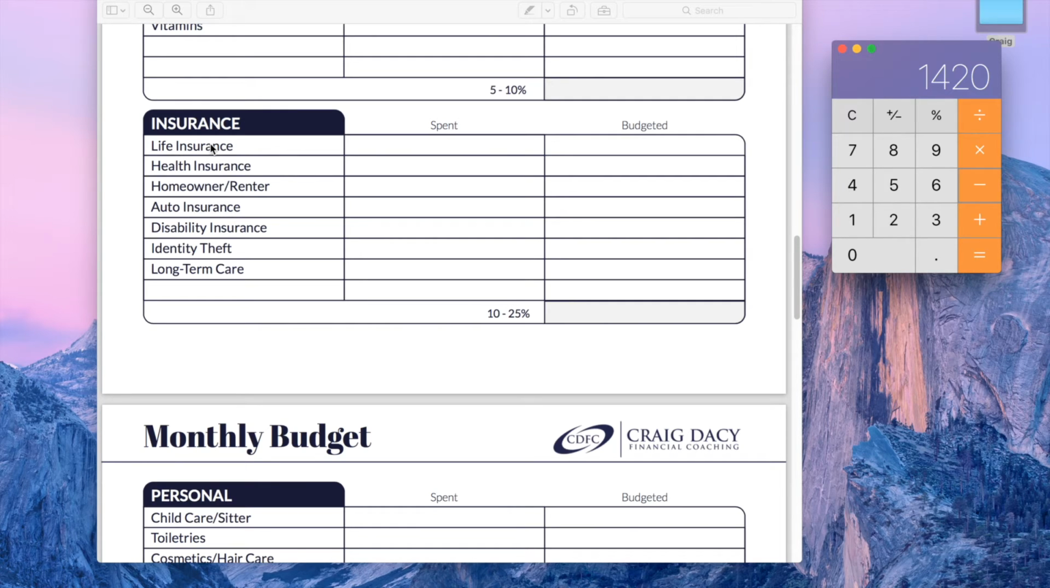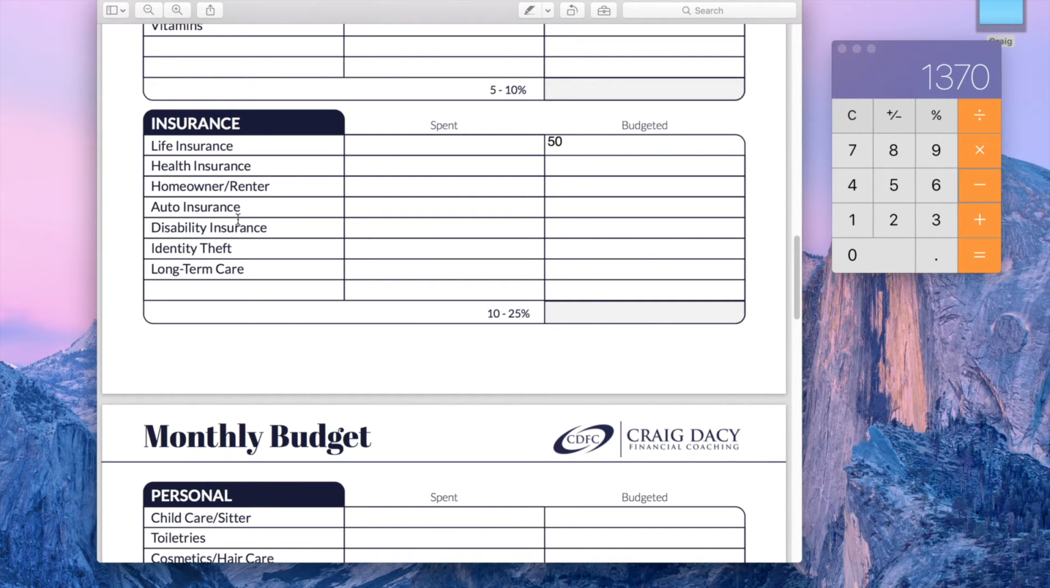And usually the prices are comparable. To get some life insurance on yourself, depending on your age and your health, they're usually not terribly expensive. So I highly recommend looking into that. I know for myself, it's less than $50 a month for good term life insurance. So I'm going to put that into here. Health insurance is usually taken out by your employer, so you don't need to budget that.